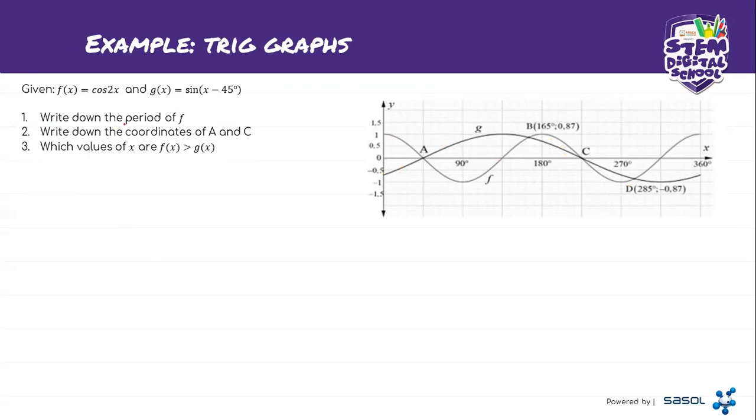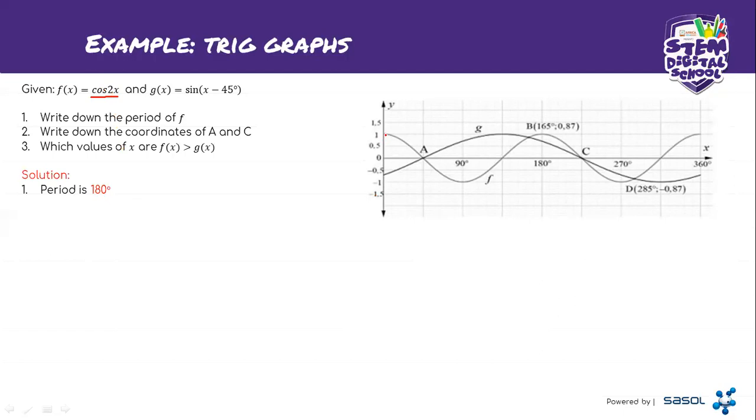First, we need to write down the period of f. And f we agreed is what? Is the cos graph. And then what is the period? The period is going to be what? 180. We said that this value of b or k affects the period of the graph. Now we take the original period of the cos graph, which is 360, divide by 2, then it's going to give us 180. So that is the period.